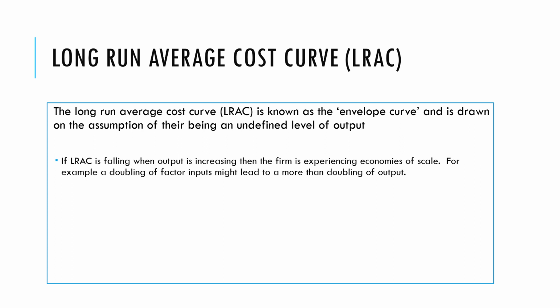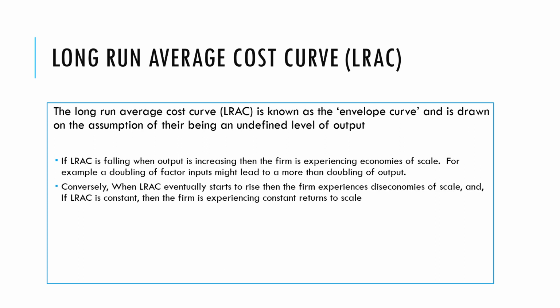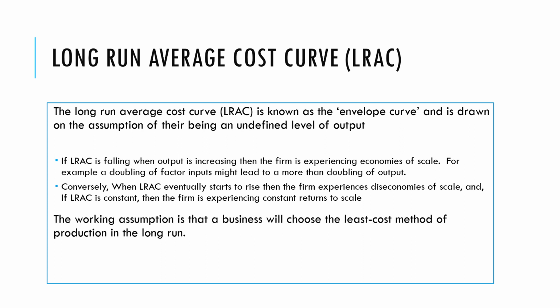And if average costs are falling, then we would say the firm is experiencing economies of scale. If it's rising, we call this diseconomies of scale. We'll come on to this a little bit later. If the average cost is constant, we'd say they're experiencing constant returns to scale. The working assumption is that a business will choose the lowest or least cost method of production in the long run.